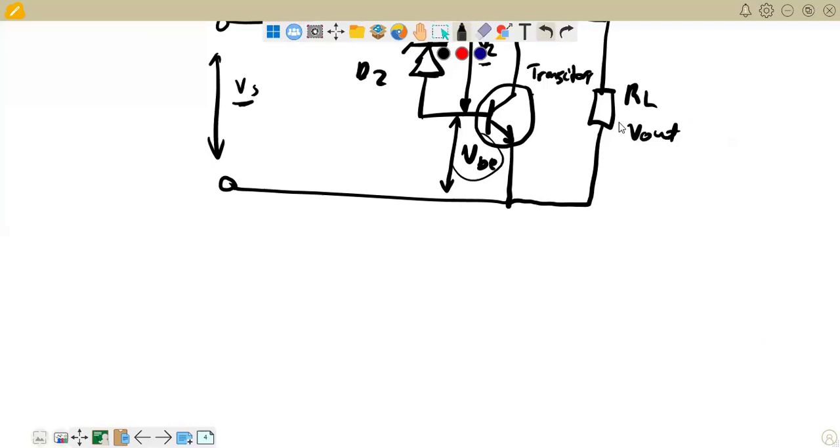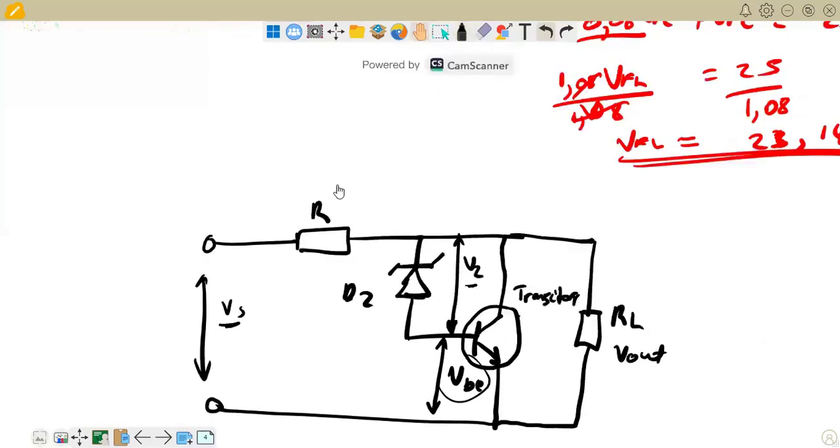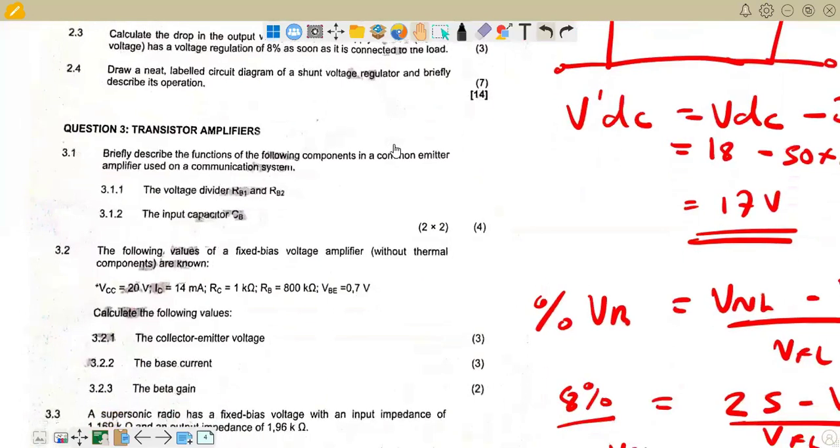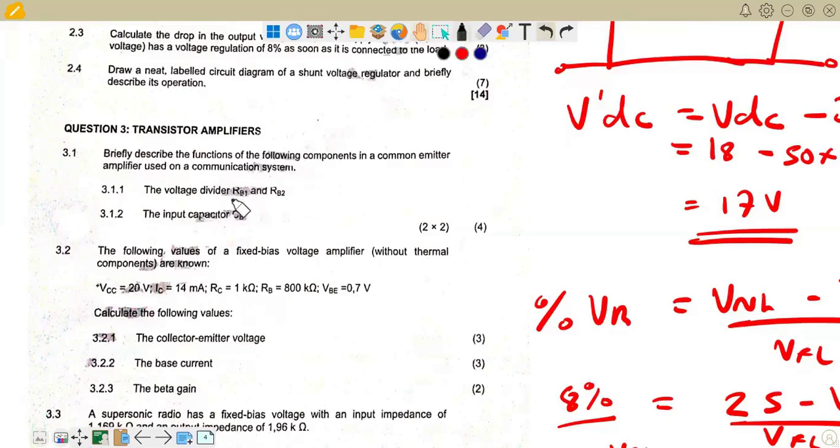So let's quickly go to the next question. Our next question is question number 3, on transistor amplifiers. The question is saying, briefly describe the function of the following components in the common emitter amplifier used in communication systems. Starting with 3.1.1, the voltage divider, RB1 and RB2. These are the voltage dividers. What are they doing? They are supplying voltage to the junctions of the transistor. That's the purpose they are serving there.